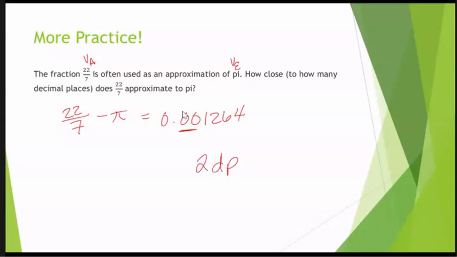The reason that happens is because if you do 22 divided by 7, you're going to get approximately 3.1428, and so on. We know pi is 3.1415, and so on. Notice the first two decimals are the same, 14. Here is where they deviate: we get 2 and we get 1. So that's why we say it's close to 2 decimal places, because the first two decimals are the same.